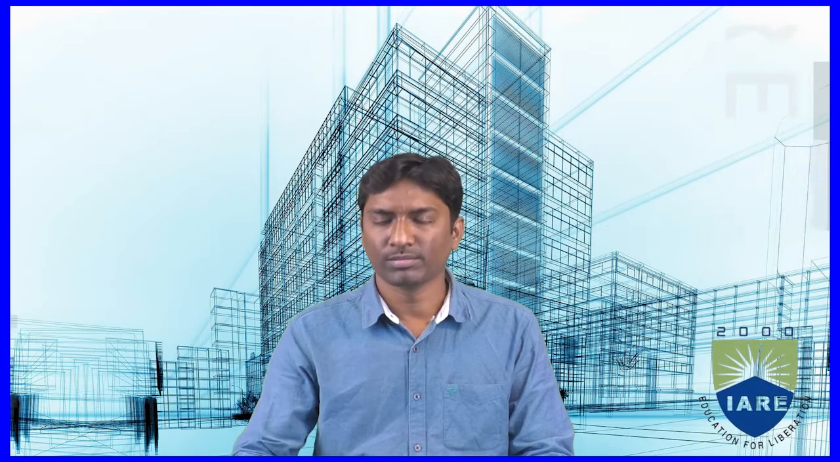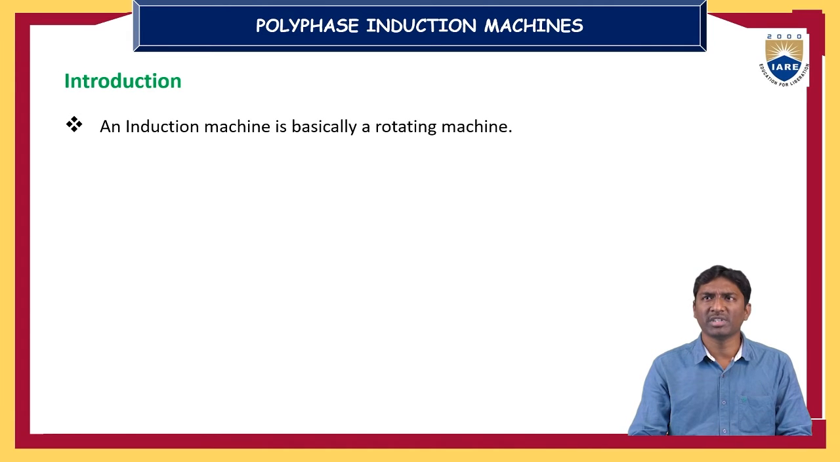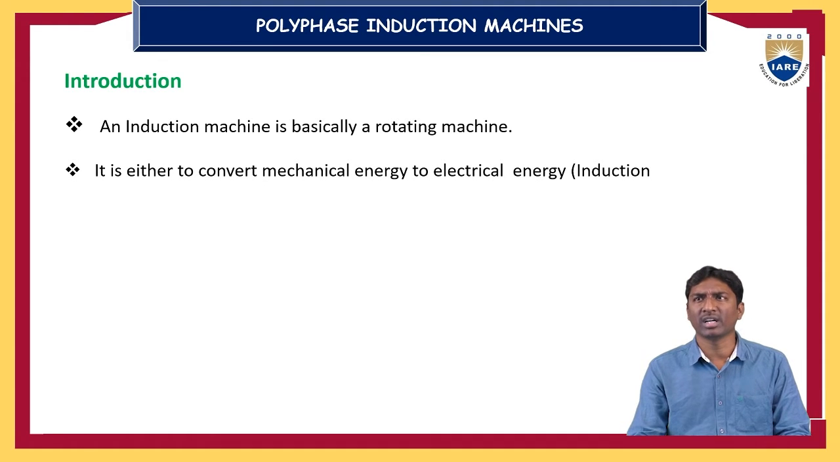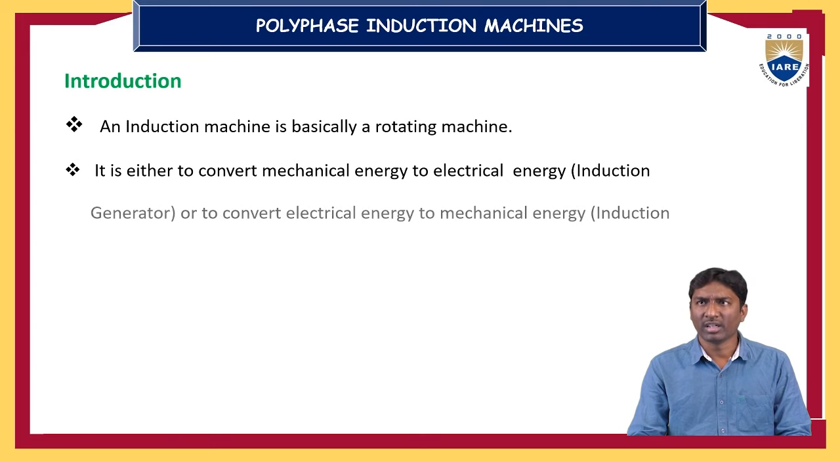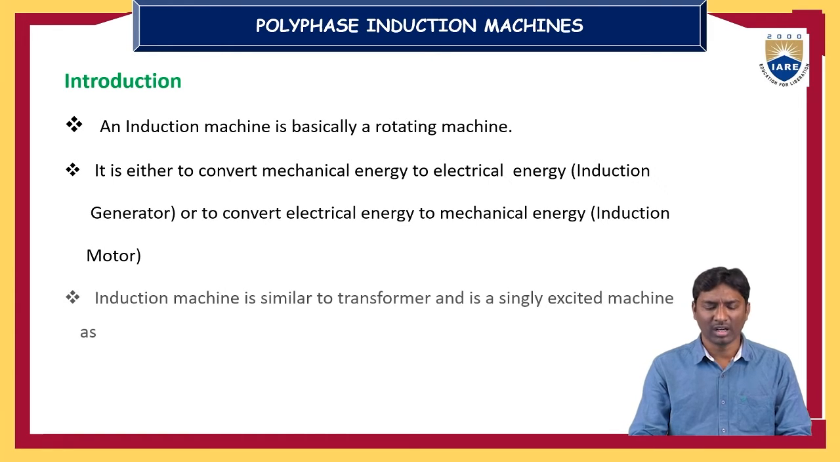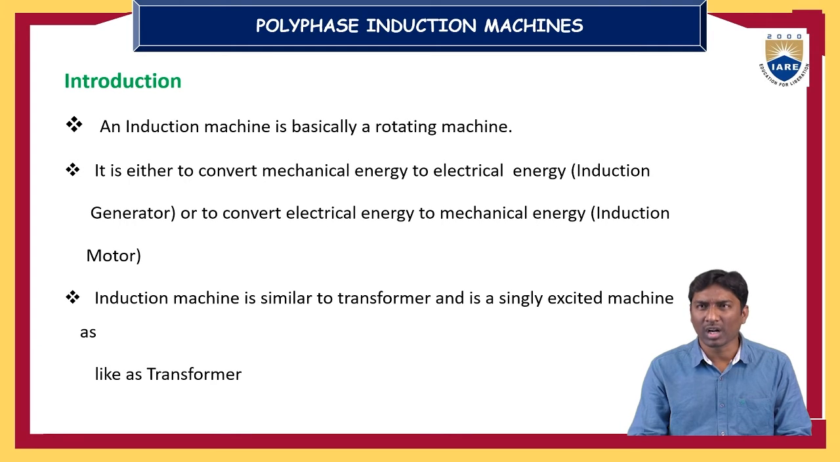Now, the introduction. The induction machine is basically a rotating machine, used either to convert mechanical energy to electrical energy, that is the induction generator, or to convert electrical energy to mechanical energy, that is the induction motor. As we discussed earlier, the induction machine is similar to a transformer, a singly excited machine like a transformer. It works on the transformer principle, that is, mutual induction.